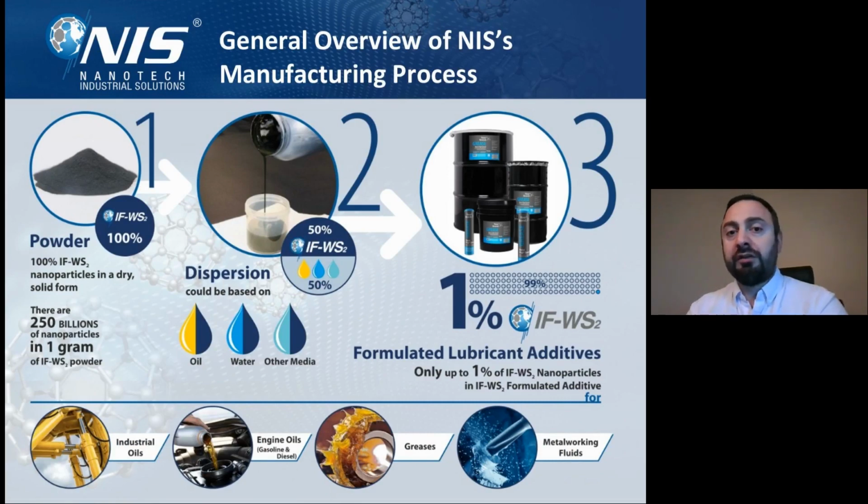So generally, how do we produce IF-WS2? We synthesize powder from scratch, so we control the size and shape of the particles. Then we take the powder and make very stable dispersions in various liquids: in oil, in water, and other media. Could be in alcohols as well.